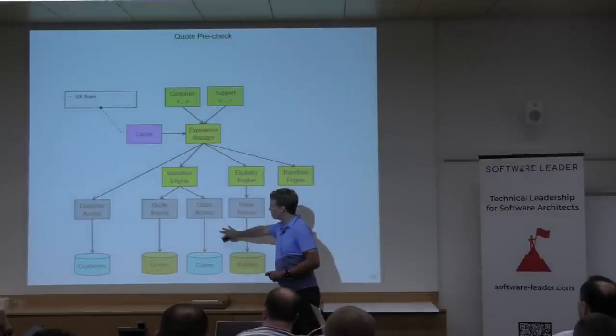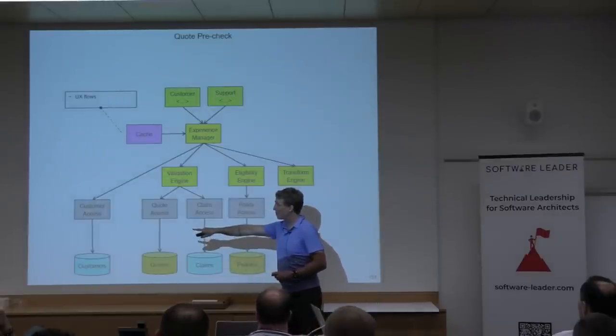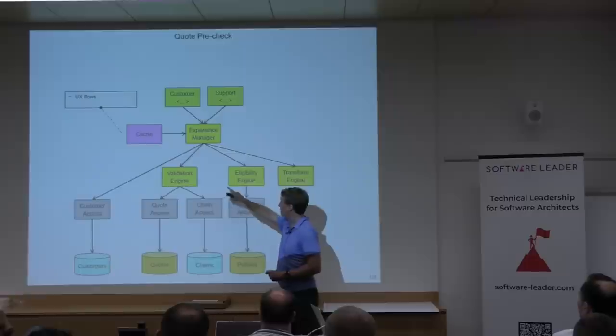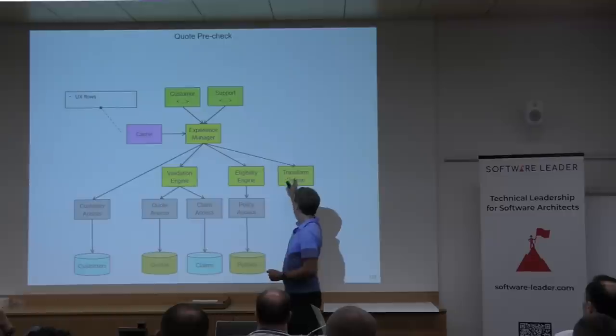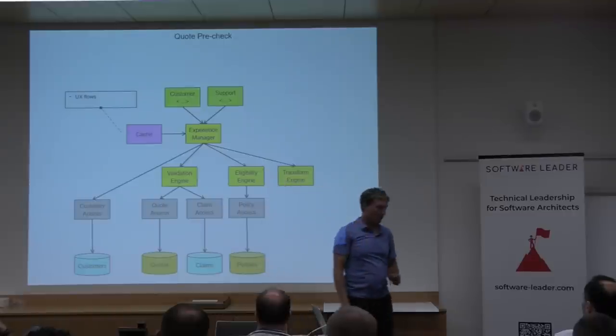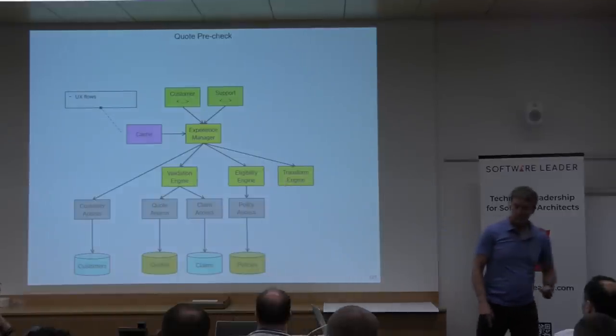Validation uses quotes and claims. Customer access we get first because we need to inject it into all of these. We check for the eligibility based on their policy. We transform the result and we return it through the experience.